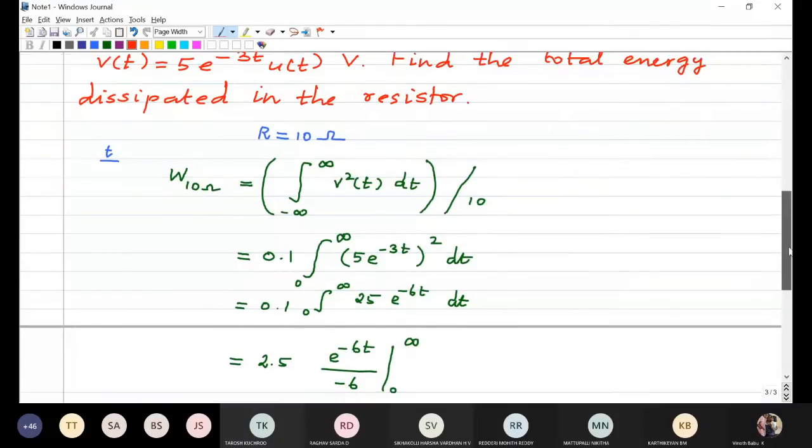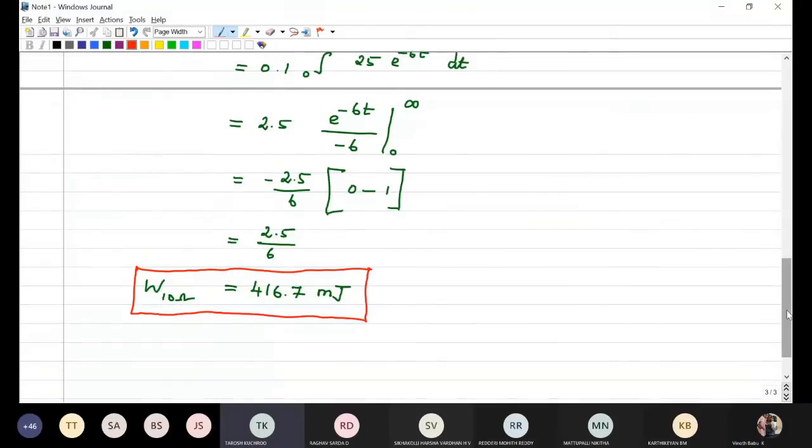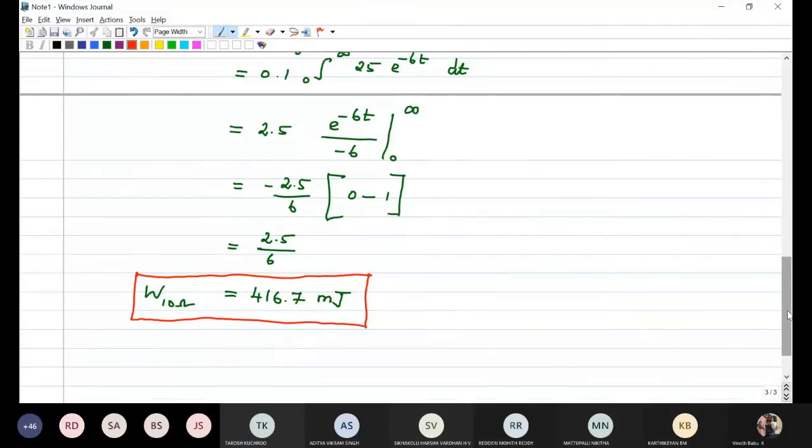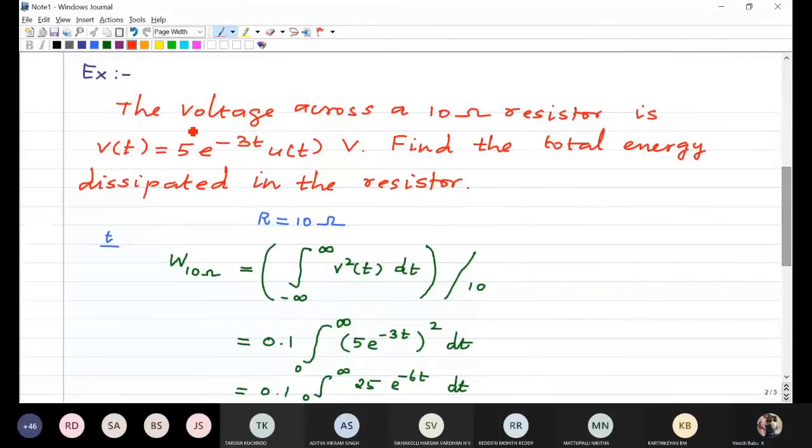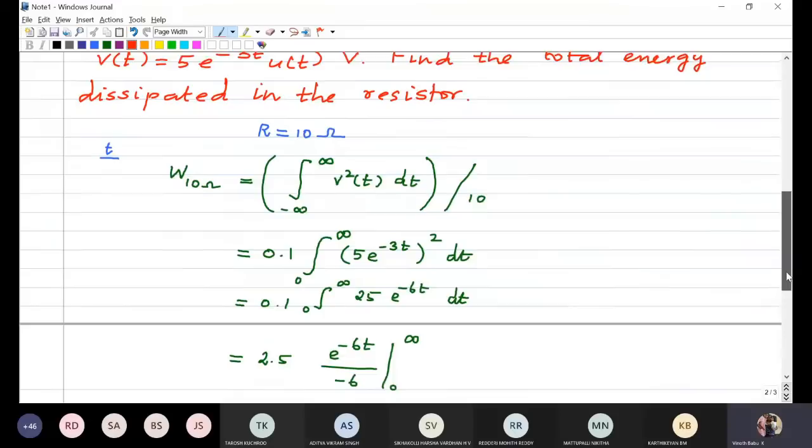Sir, why did we change the integral from minus infinity to 0? See, what is the input signal? 5 e power minus 3t u of t. What is the support of u of t? For negative values of time, it is 0.